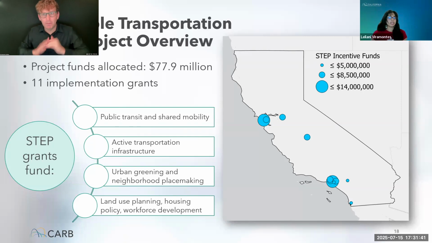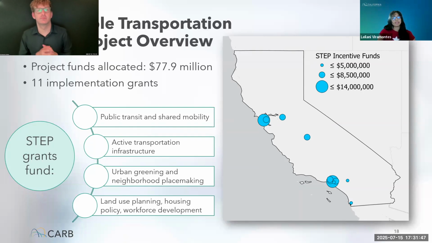STEP funds a variety of clean transportation and supporting projects, such as public transit and shared mobility services, pedestrian and bike infrastructure, land use planning and housing policy, workforce development, and clean transportation planning and education. To date, STEP has allocated $77.9 million across 11 implementation grants. The map on the slide shows the locations and amounts of these grants. Next slide, please.